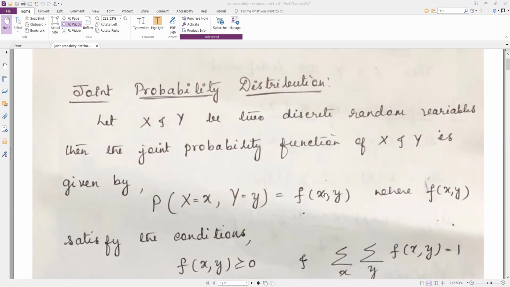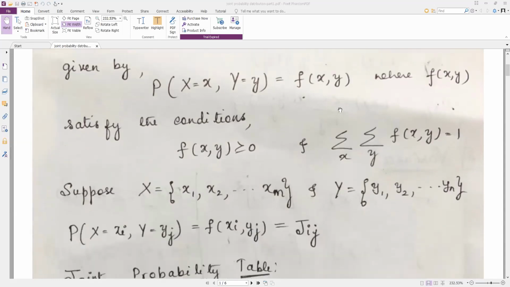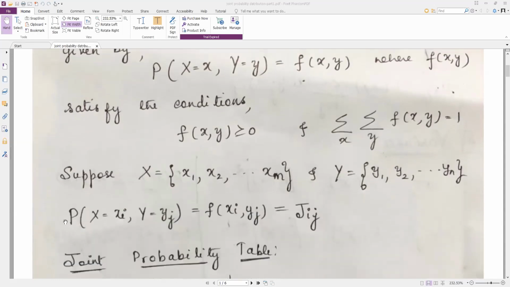So far we have been dealing with only a single random variable. Now we have to combine two random variables, that is P(X = x, Y = y) = f(x, y), where f(x, y) satisfies the following conditions. One, it should be positive, and two, the sum should be equal to 1. Here the sum runs over both x and y, because the function f consists of both the random variable x as well as y. These are the two conditions it needs to satisfy in order to form the joint probability function.